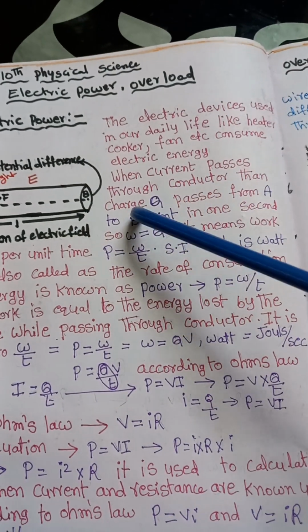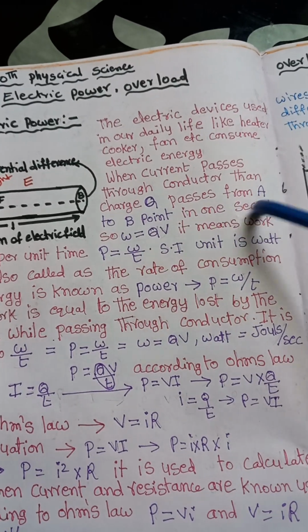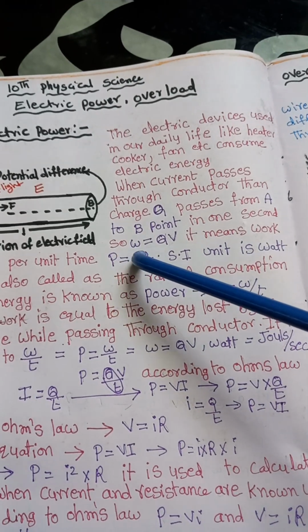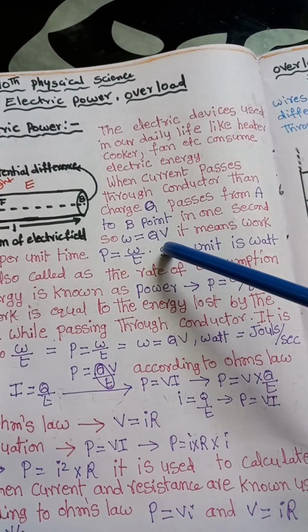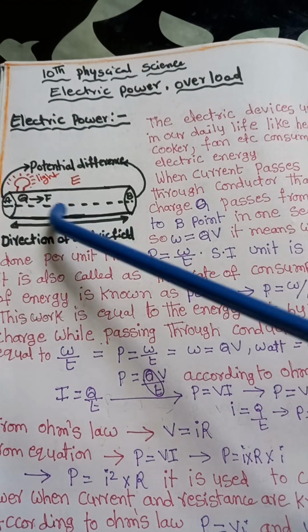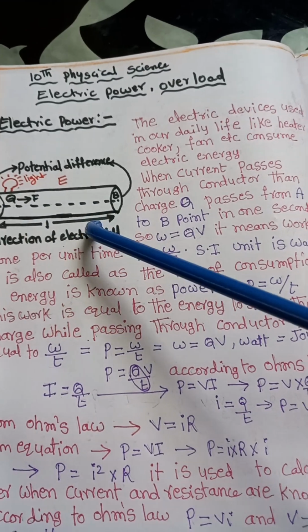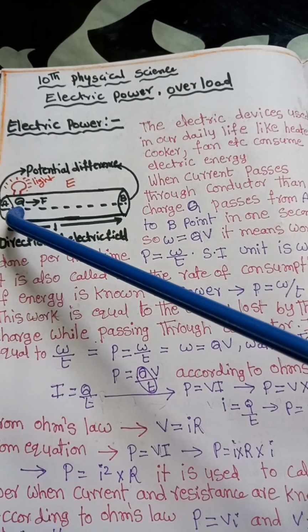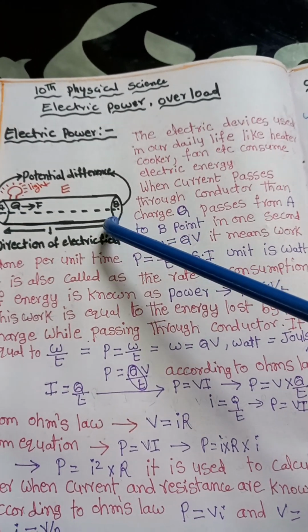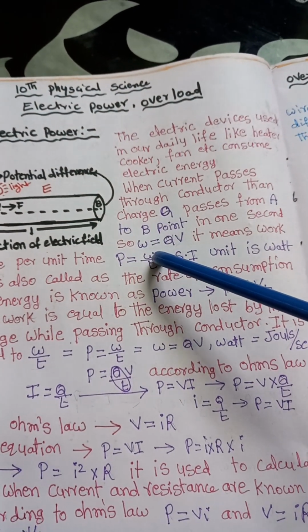When current passes through a conductor, then charge Q passes from point A to B in 1 second. So W is equal to QV. Here it is a conductor. When current passes through this conductor, the charge Q moves from point A to B. So it means W is equal to QV.